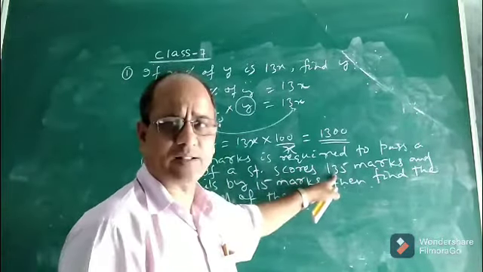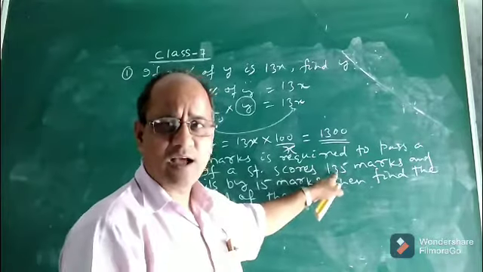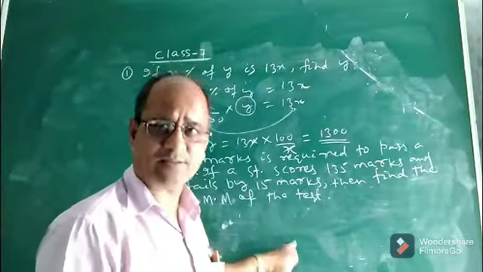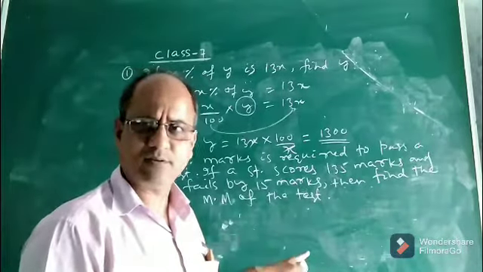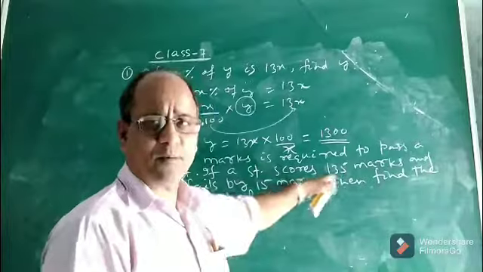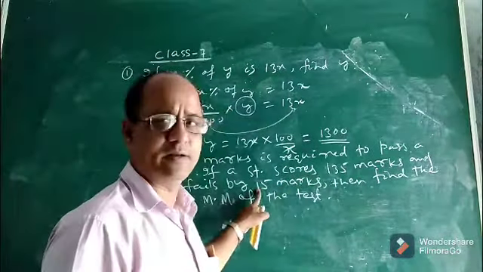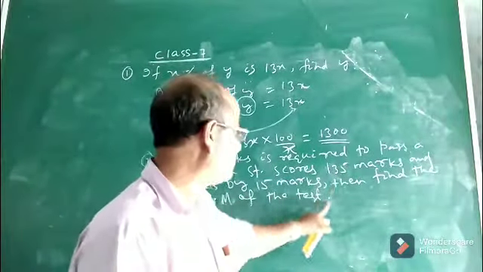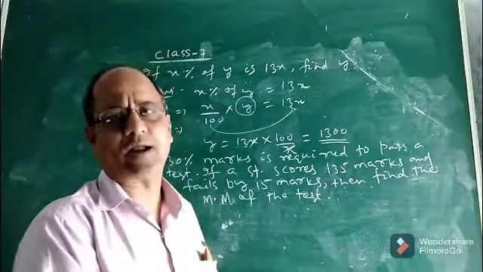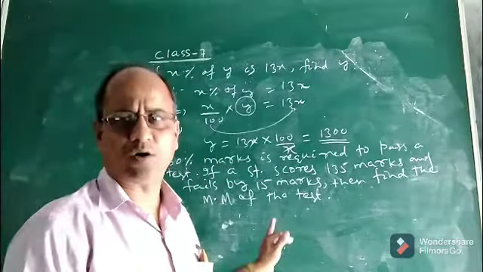Definitely this 15 and 135 will be added. That means had the child scored 135 plus 15, that is 150 marks, then he would have been declared pass. So the pass mark will be 135 plus 15, that is 150. But what we have to find out is the maximum mark or full mark of the test. So how to solve this one?